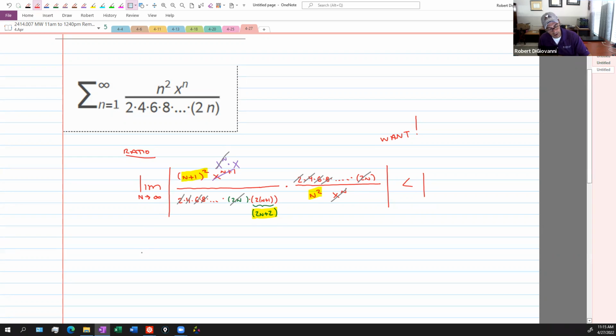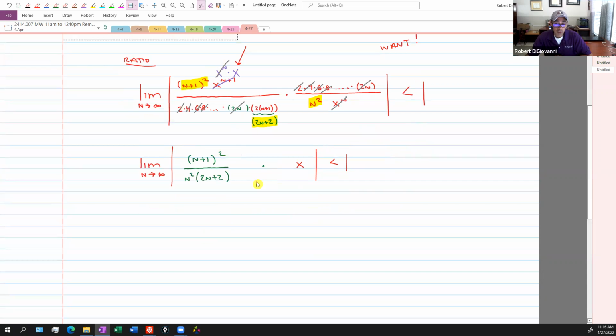So in terms of what I have left, in terms of x, I just have that x. So I'm going to put that x here. And then everything in yellow I still have. So I have n plus 1 squared on top. Then I have on the bottom, I'll write it this way, n squared times 2n plus 2, multiplying. And then I want to let n go to infinity.